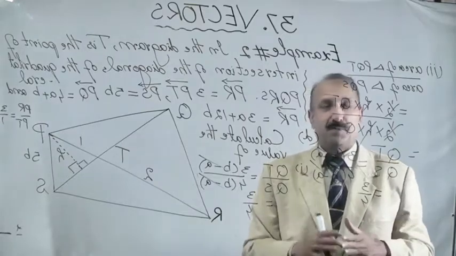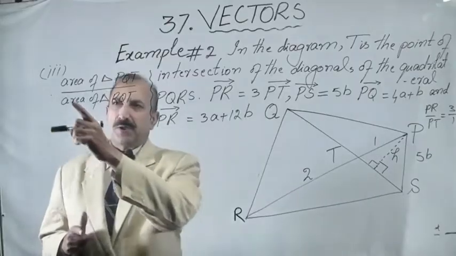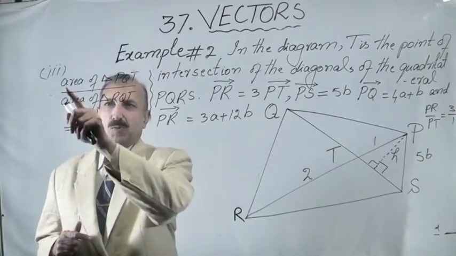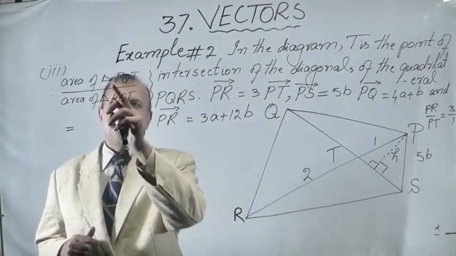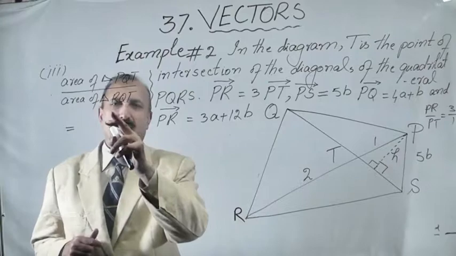Let's move towards part number 3. Here is, my dear, part number 3. We are supposed to find the area of triangle PQT over the area of triangle RQT.